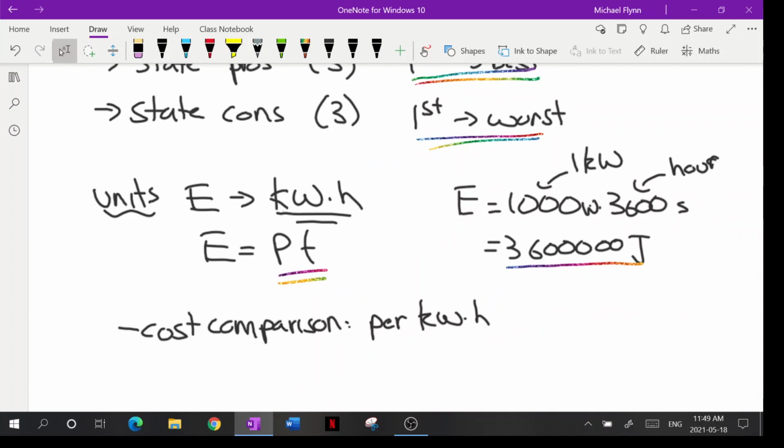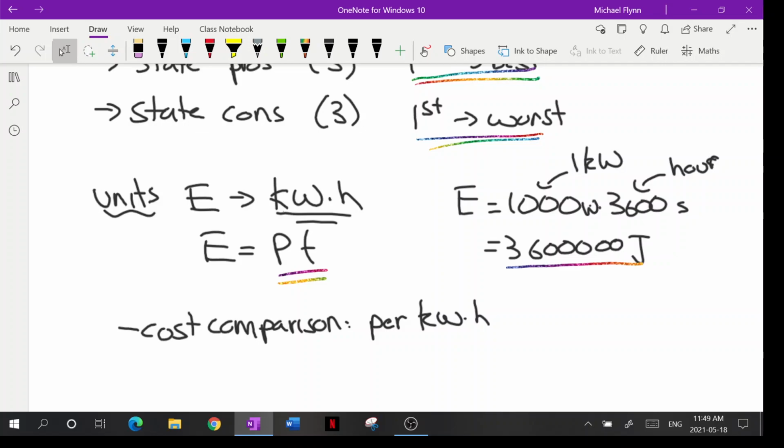Now, we talked about what a kilowatt hour is. A kilowatt hour is equal to 3,600,000 joules. It's 1,000 watts times 3,600 seconds, which is equivalent to 1 hour. And we get charged by energy consumption according to the unit of kilowatt hour.